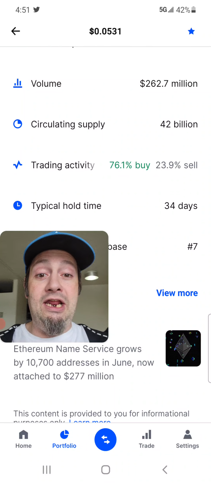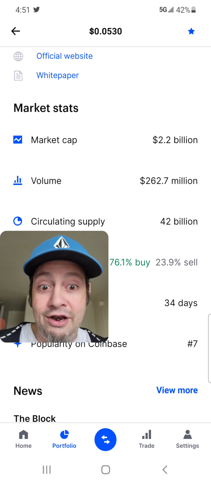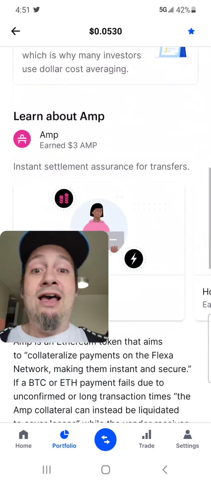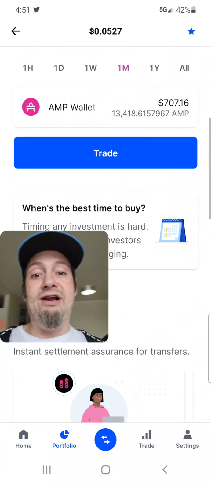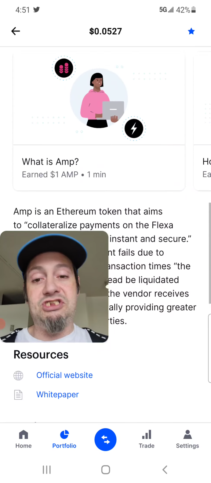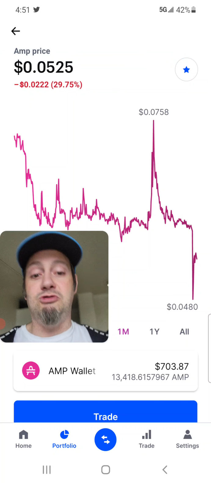Look at the trading buy activity, 76%. The market cap's $2 billion for 42 billion coins. Yeah, and it's on Coinbase Earn, which actually can make it dump a little bit at first, but I've never seen that as a bad thing. Look, now it's down to 707. We're losing money as we speak.